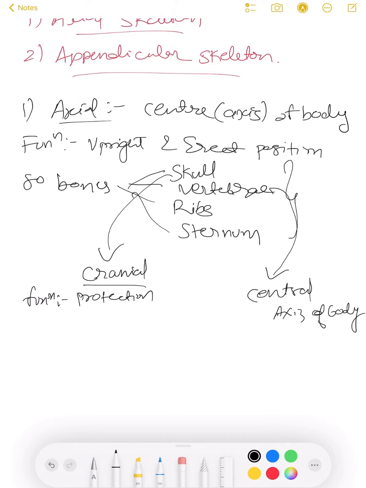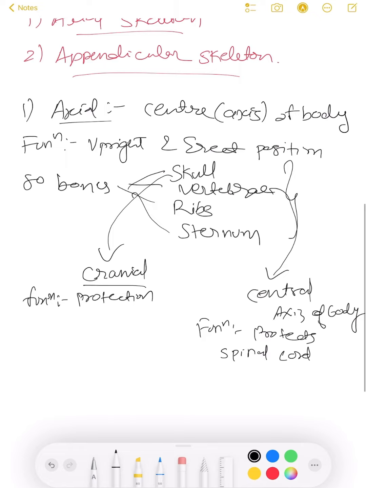And function is what? Protects spinal cord and upper and lower extremities. So you have to write notes like this.